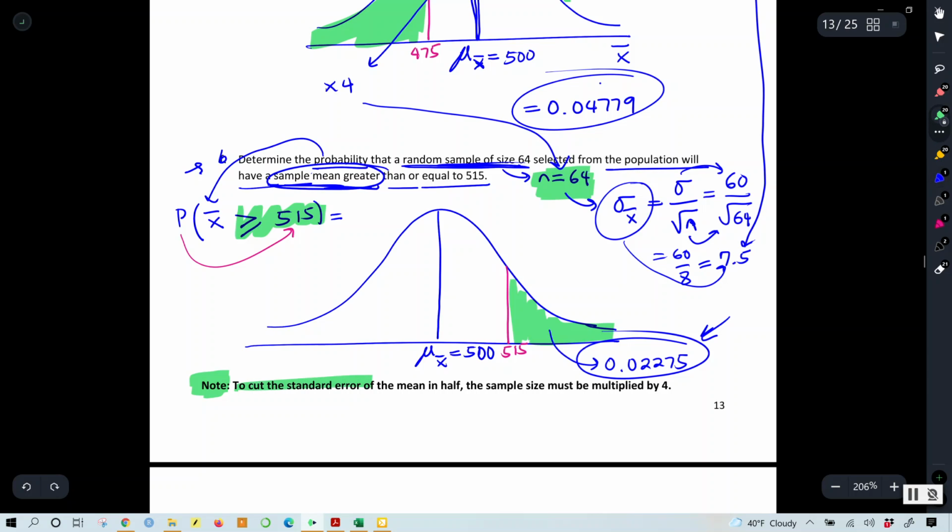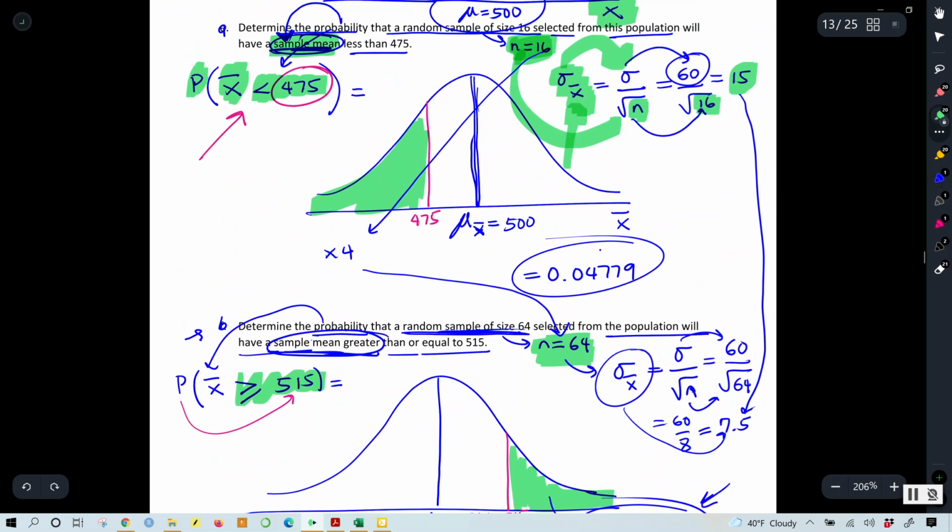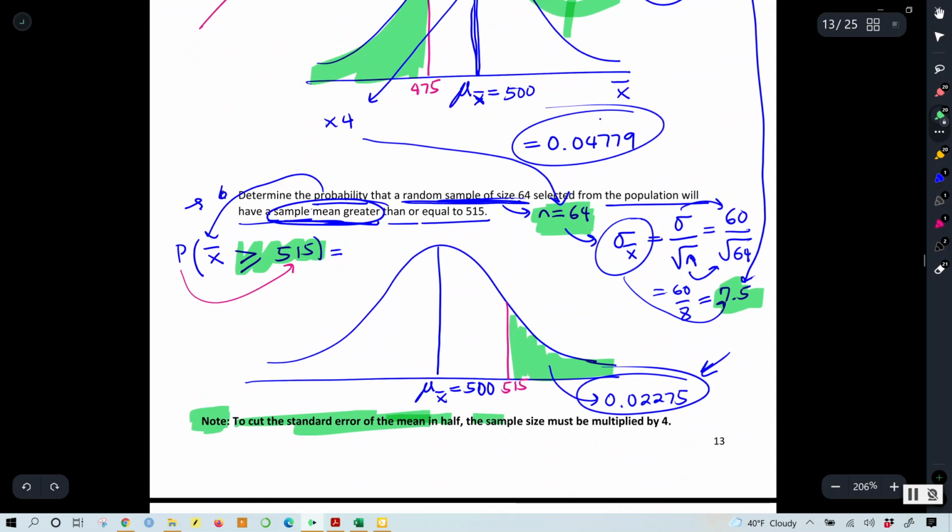So you should note one important property. In order to cut the standard error of the mean in half, from 15 to 7.5, the sample size must be multiplied by 4, or must be quadrupled. This is very important to note because usually in applied research, our goal is to see how we can minimize errors. So this is worth noting.